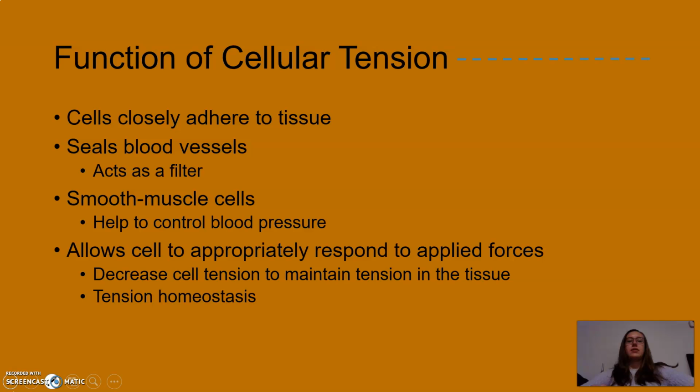Cellular tension, as we mentioned earlier, allows cells to appropriately respond to applied forces. A correct, appropriate response to an applied force is a decrease in cell tension as a way of maintaining tension in the tissue. This example is called tension homeostasis.